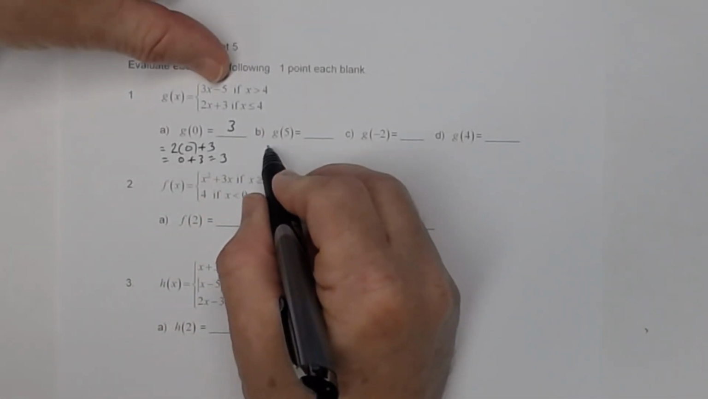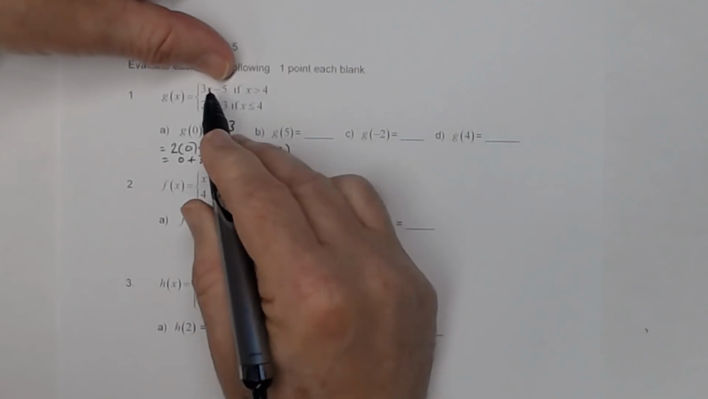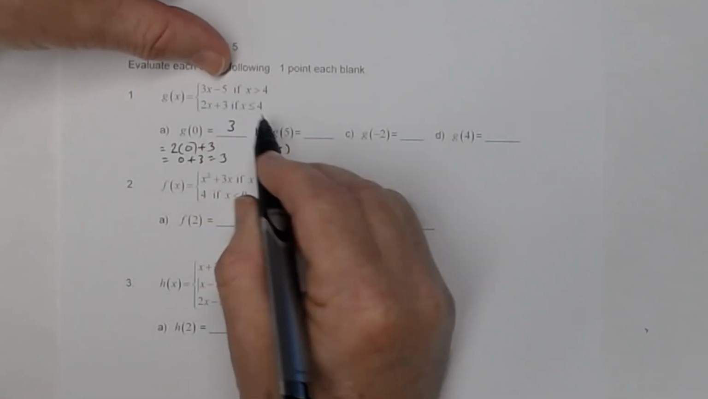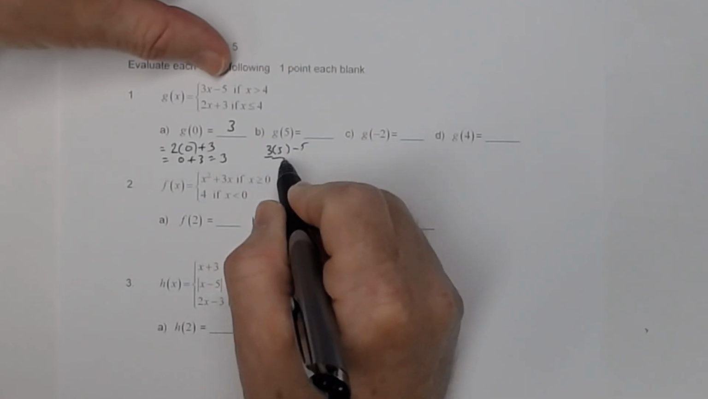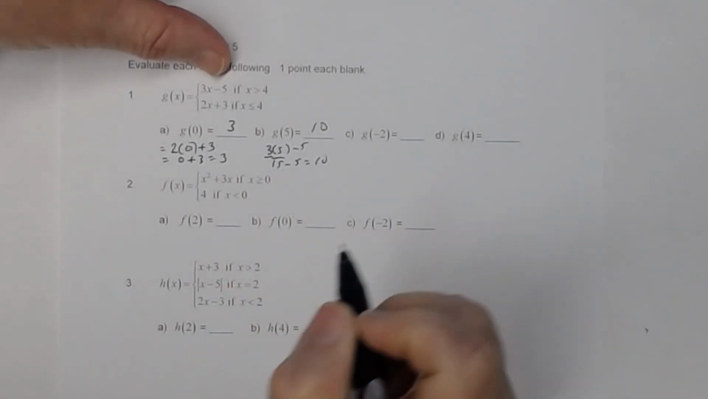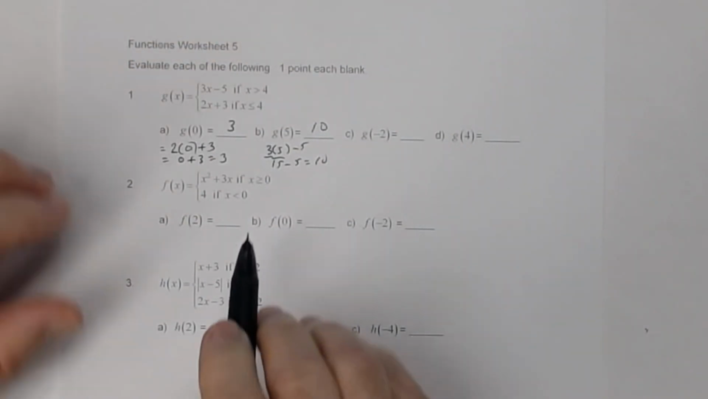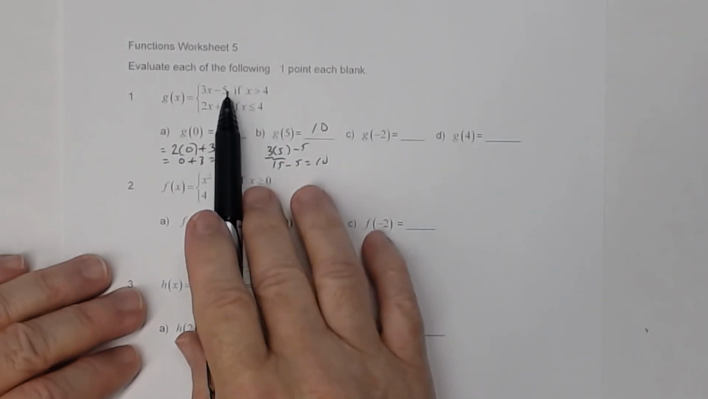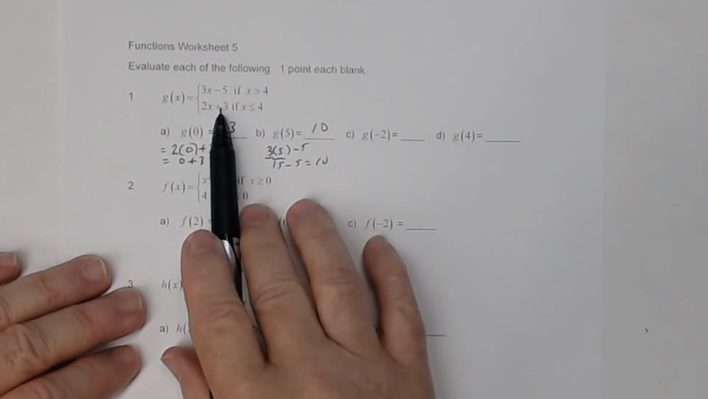So you're going to say 3 times 5, because that's what you're going to substitute x with, and then subtract 5. So 3 times 5 is 15. 15 minus 5 is 10. So g of 5 is going to equal 10. So my y value when x is 5 is going to be 10. So notice it matters which one you use.